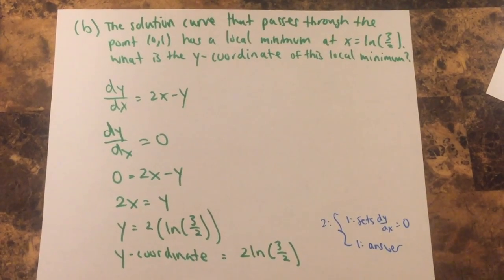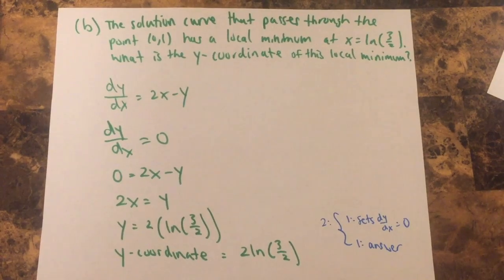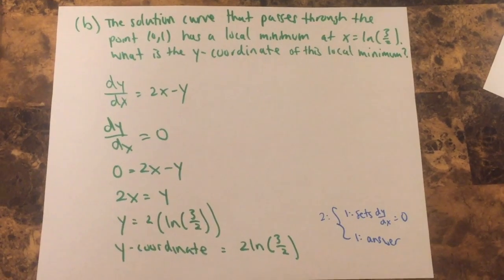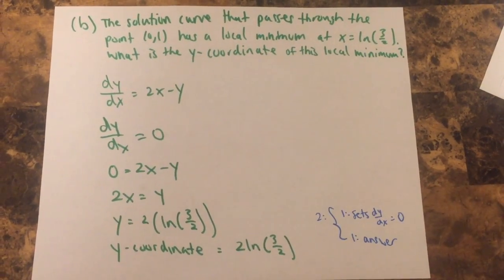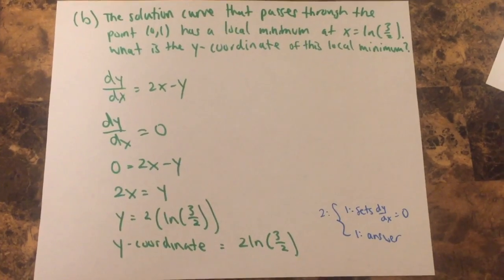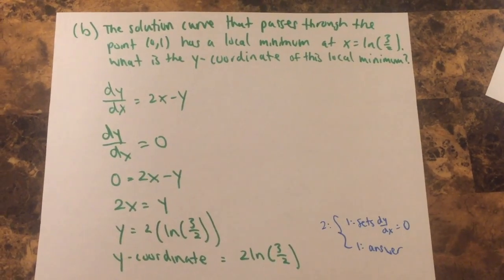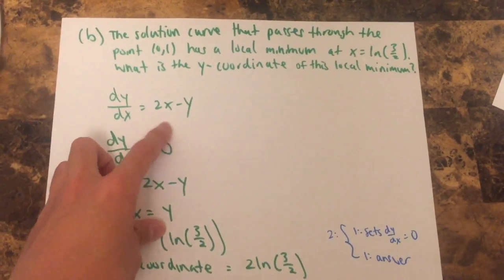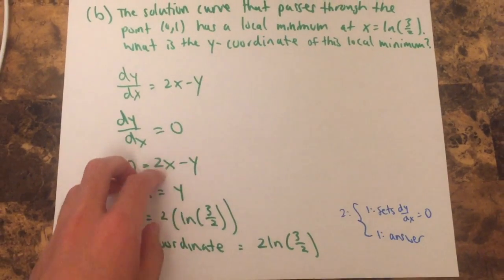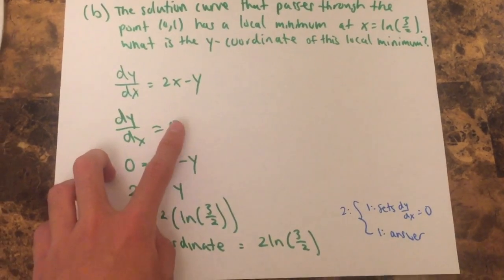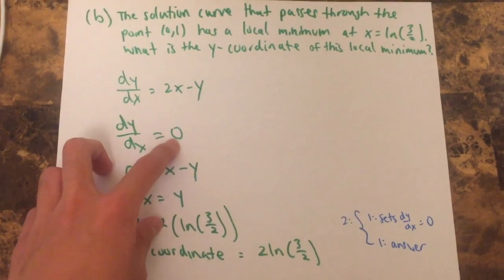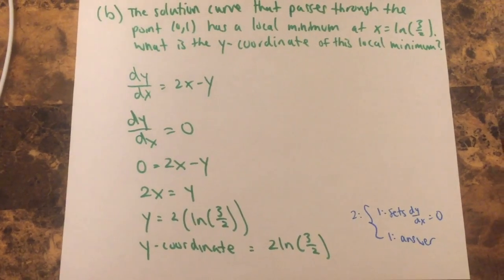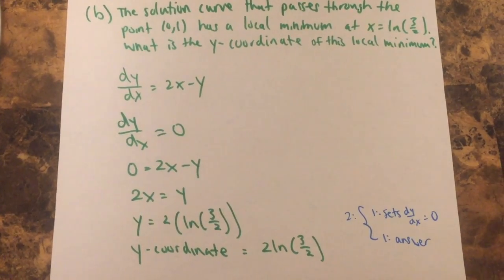Part B says the solution curve that passes through the point (0, 1) has a local minimum at x equals the natural log of 3 over 2. What is the y-coordinate of this local minimum? So because it's a local minimum, we know that the slope is going to be 0. And so we have the differential equation dy/dx equals 2x minus y. So we set dy/dx equal to 0. And if we plug 0 in for here, we have 0 equals 2x minus y. And then you get 2x equals y.